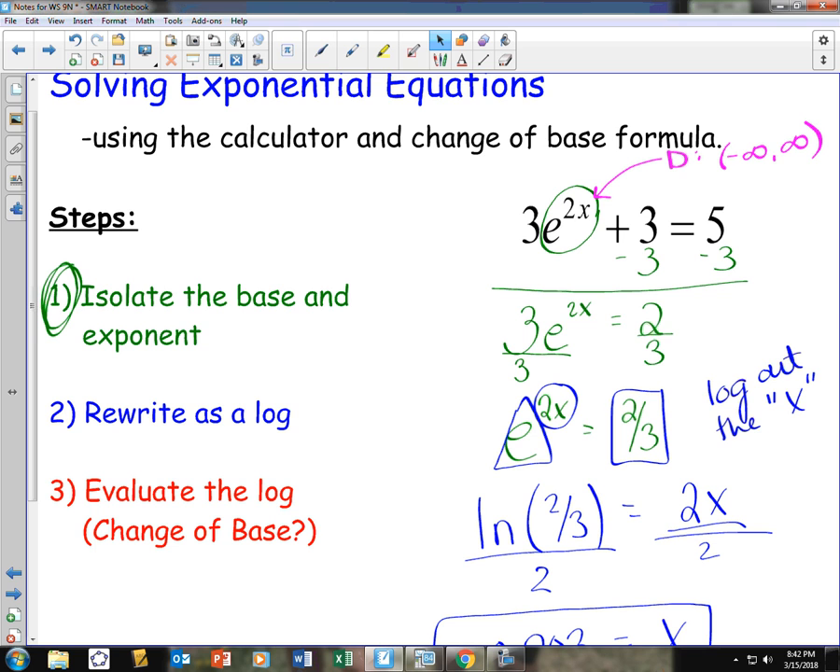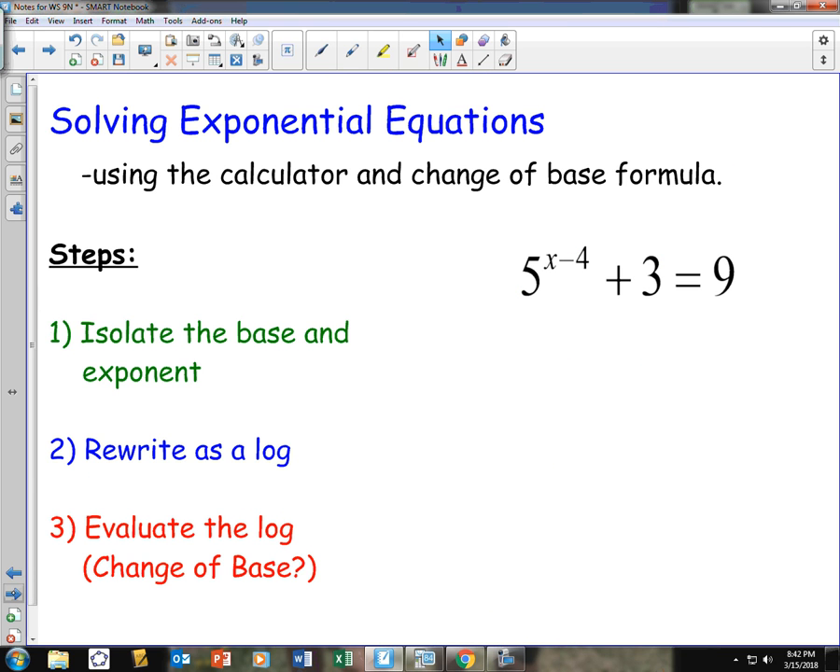Let's try another one. So this is also an exponential equation because look at where the variable x is. It's in the exponent. Have to log it out. But our first step, we do need to do some isolating. These are the pieces in that green box. I can only separate them from each other by writing it as a log. But let's go ahead and get rid of that 3.